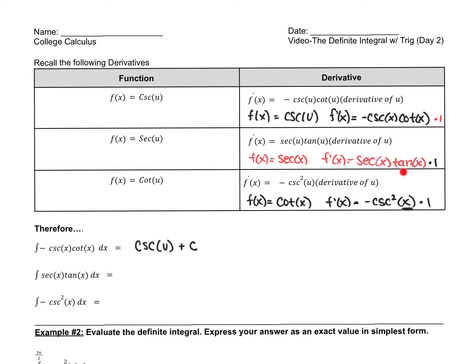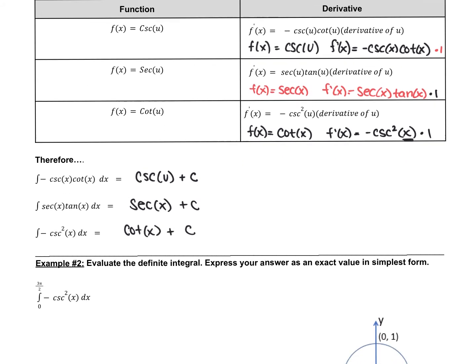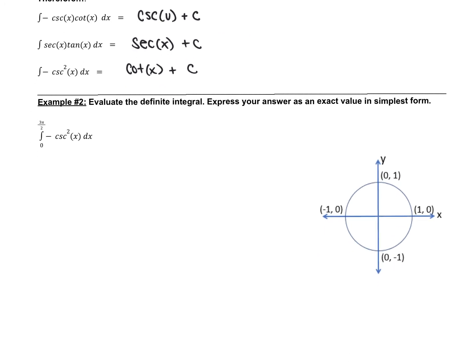Now, if the derivative is secant tan, where did that come from? Secant. So the antiderivative of secant tan is simply secant of x, again plus c. And then last but not least, if negative cosecant squared is my derivative, then my original is cotangent. So the antiderivative is cotangent of x plus c. So we're going to use these three trig derivatives to answer some integrals. So let's do one of them together.